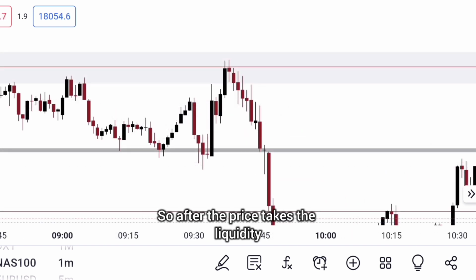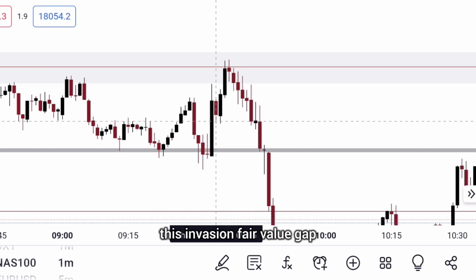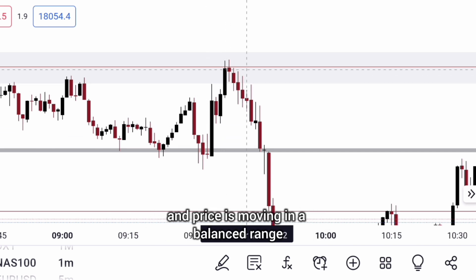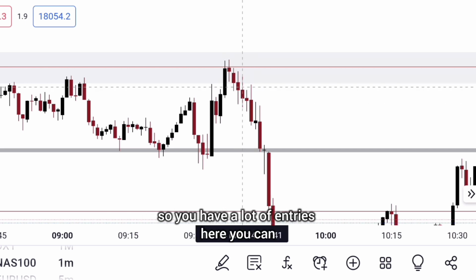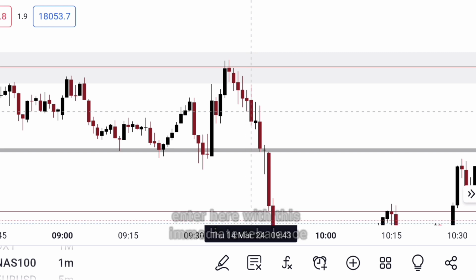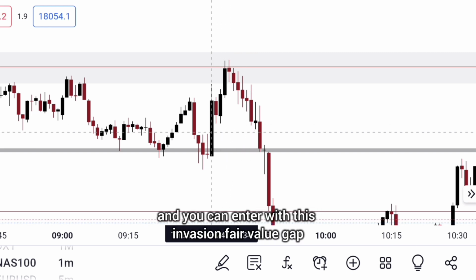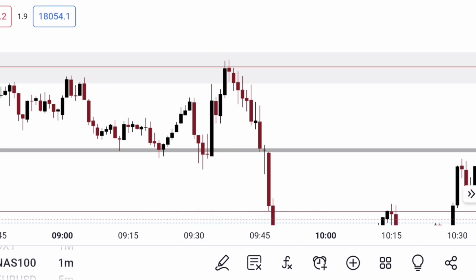So after the price takes the liquidity, there is this inversion fair value gap, this inversion fair value gap, and price is moving in a balanced range. So you have a lot of entries here. You can enter here with this immediate rebalance and you can enter with this inversion fair value gap and with this inversion fair value gap.